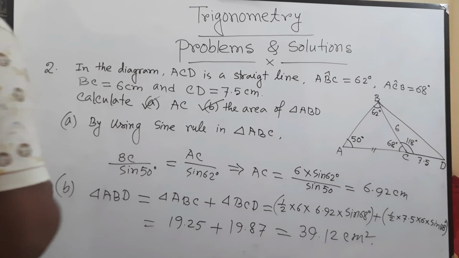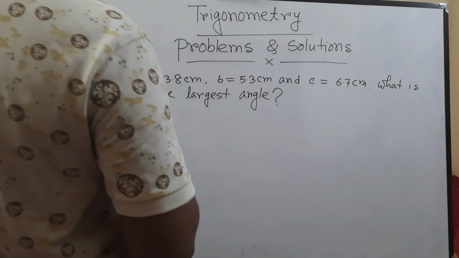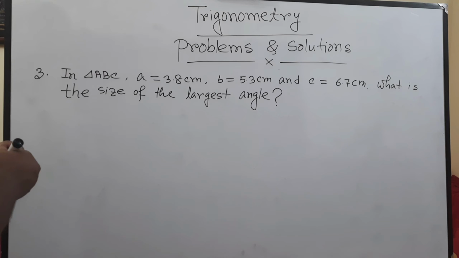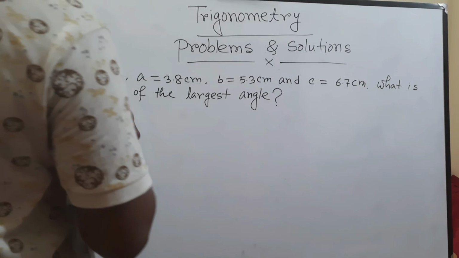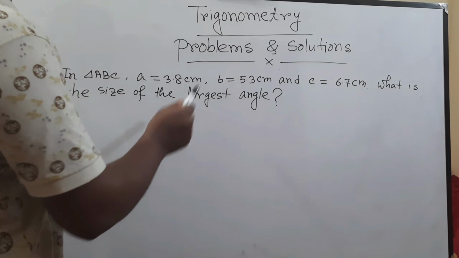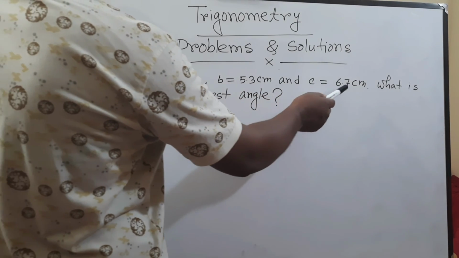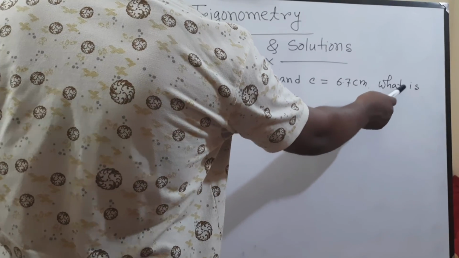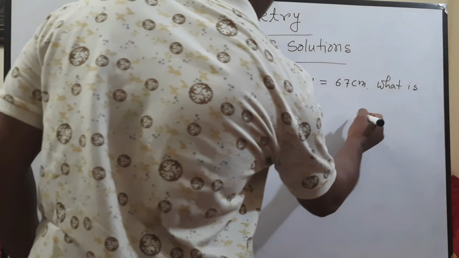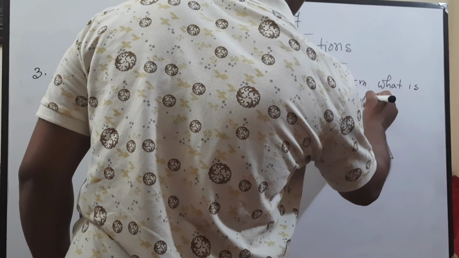Okay, now next we will solve another question, that is number 3. Okay, now in number 3 I will show another problem. Okay, here I will use the cosine formula. So first look at the question. The question is, in triangle ABC, one side is a equal 3.8 centimeter, another side b equal 5.3 centimeter, and the third side c equal 6.7 centimeter. Now what is the size of the largest angle? Okay, first I just draw this triangle, then it will be better for understanding.